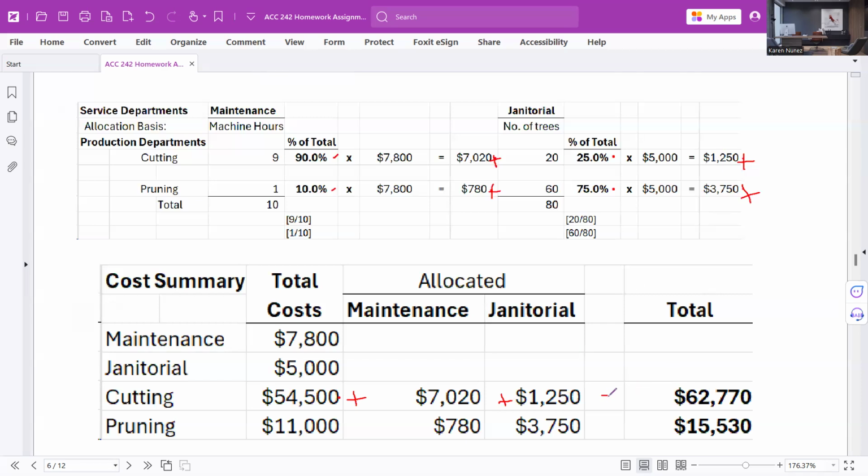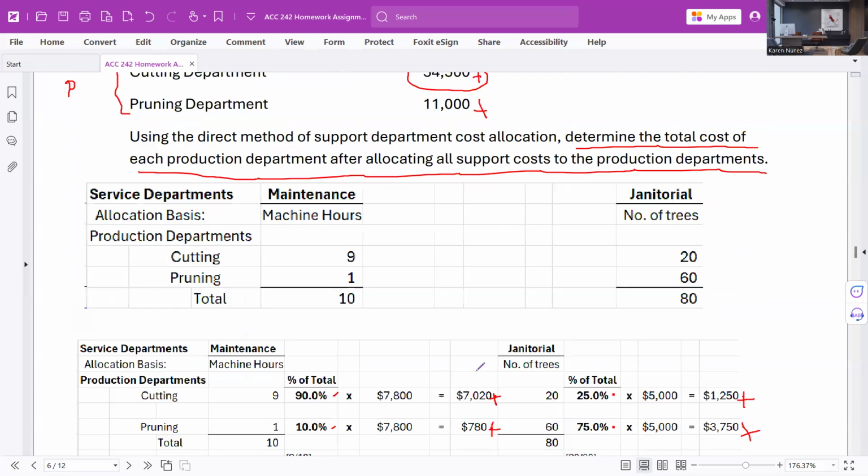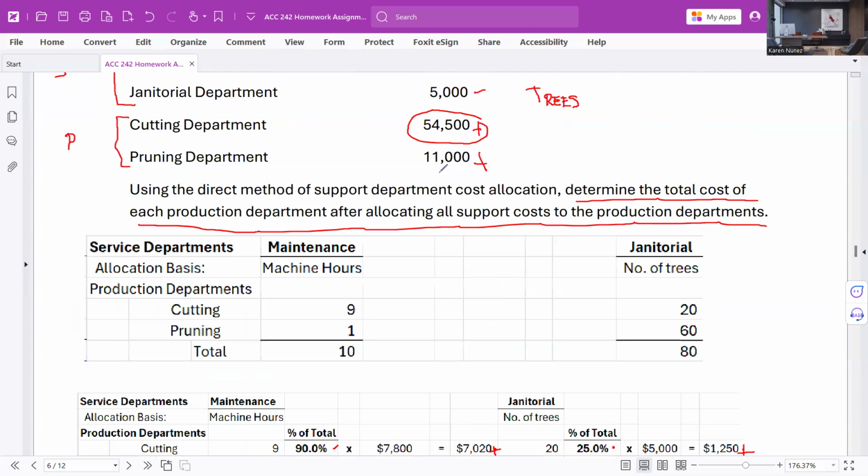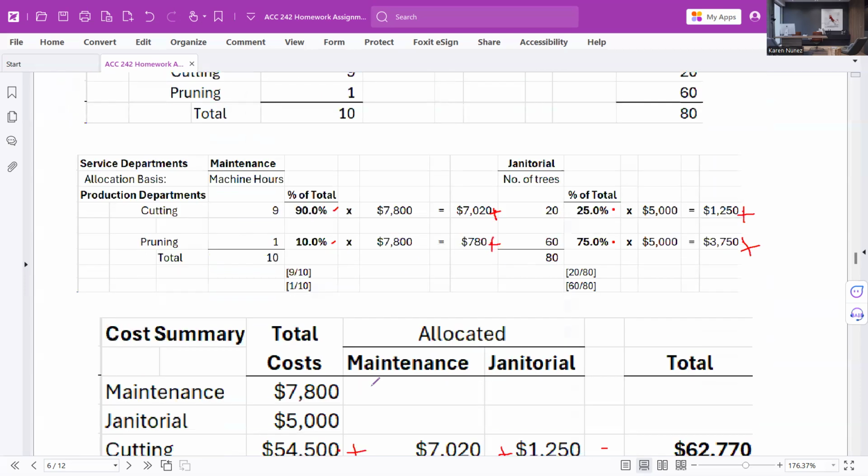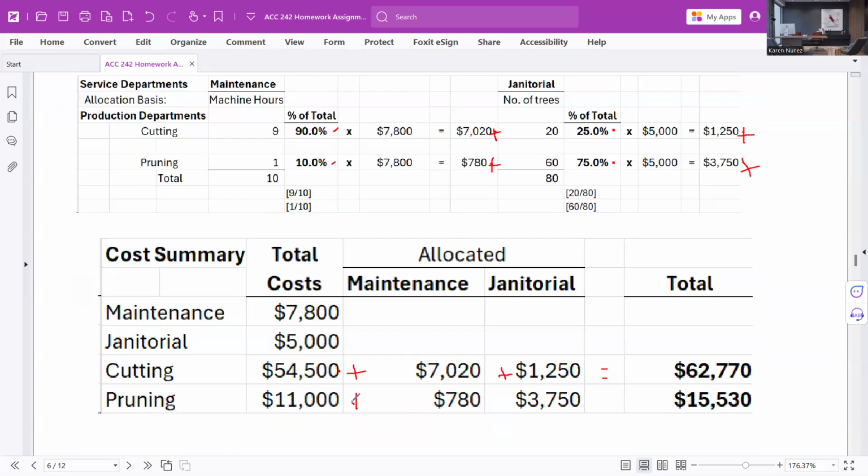All of that gives us a total cost for the department. Same thing for pruning. The pruning department has a cost. It's got $11,000 cost. And then we take that $11,000 and we add to it 780 that we allocate here from maintenance. And then we allocate 3,750 from janitorial. All we're doing is taking the costs that we incur in that department and adding in those allocated costs to get a total cost, right? So we have a total cost for pruning.